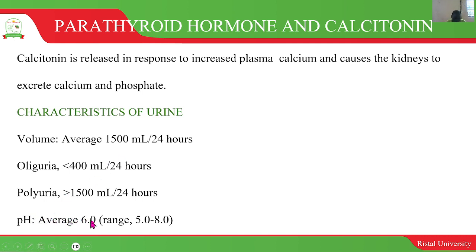Urine pH average is said to be slightly acidic, okay? It's about 6.0. When you go to the laboratory and they test your urine, they are looking at parameters that will range within 5 to 8.